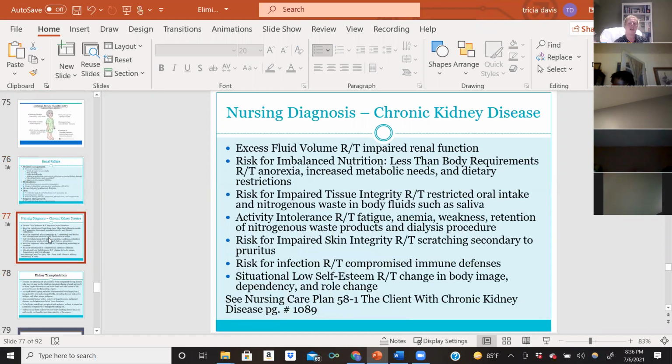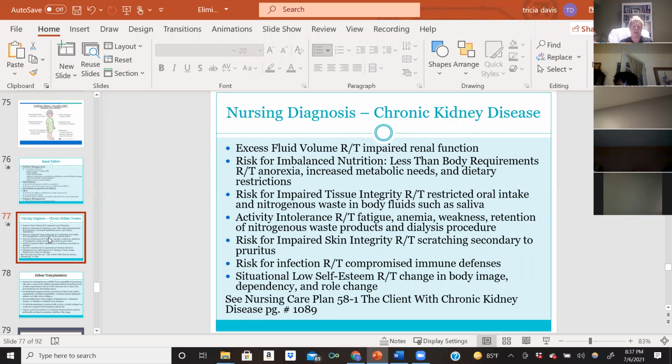So nursing diagnoses for chronic kidney disease, we can have excess fluid volume related to impaired renal function, risk for imbalanced nutrition less than body requirements related to anorexia, increased metabolic needs and dietary restrictions, risk for impaired tissue integrity related to restricted oral intake and nitrogenous waste in the body fluids, such as saliva, activity intolerance related to fatigue, anemia, weakness, retention of those waste products, and dialysis procedure.